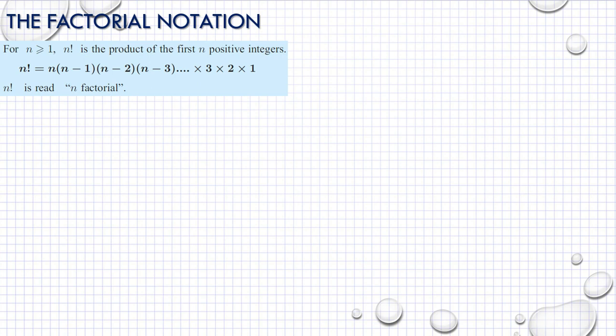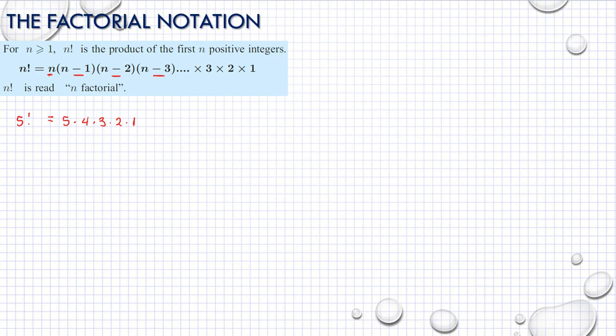Let's give an example to this. For example, I have 5 factorial. That means it is 5 times 4 times 3 times 2 times 1, because I will decrease by 1 all the time. So 5 minus 0, that is n, 5 minus 1, that is 4, 5 minus 2, 3, and so on and so forth.